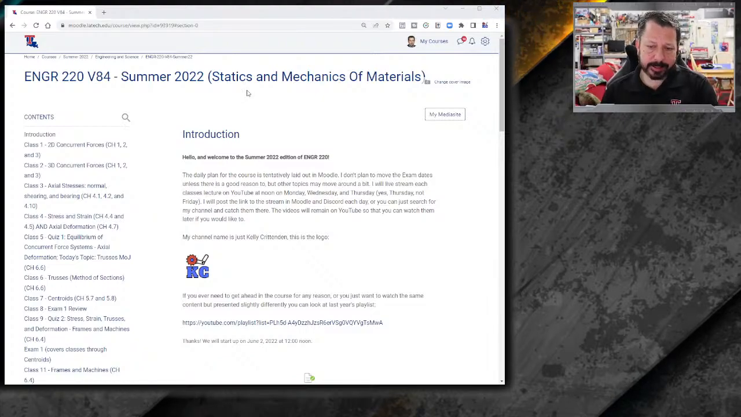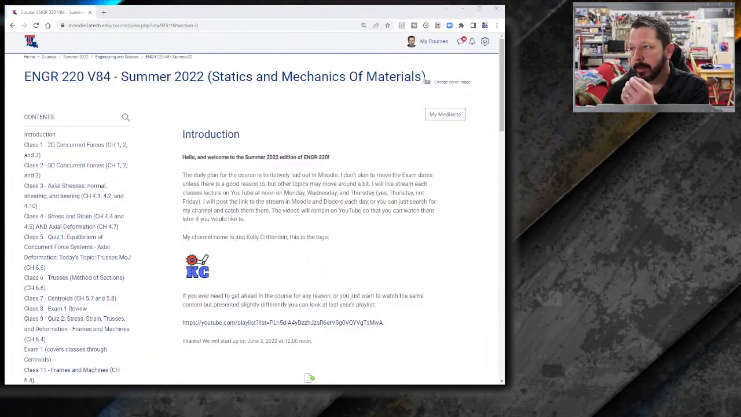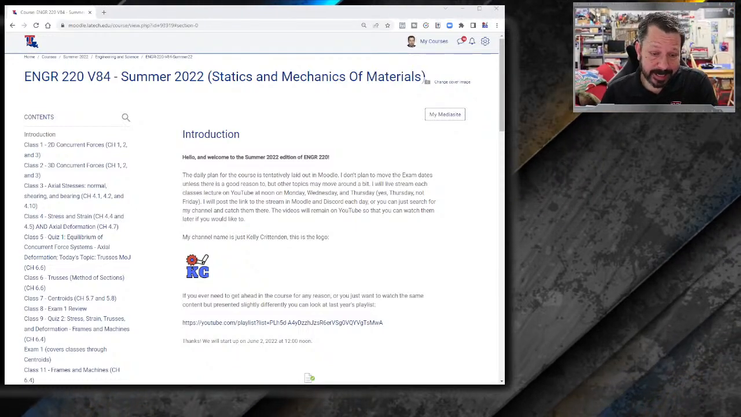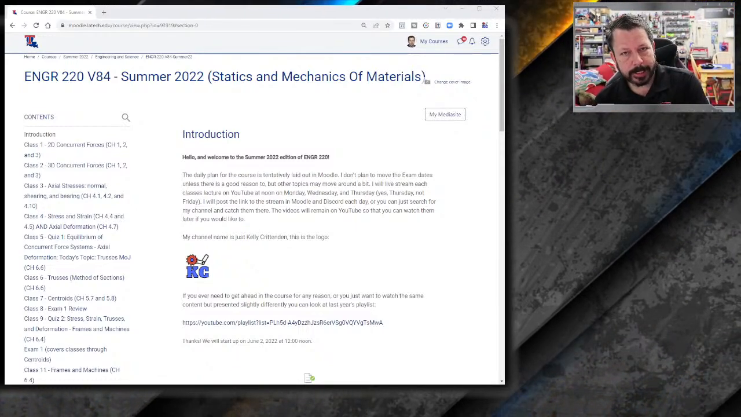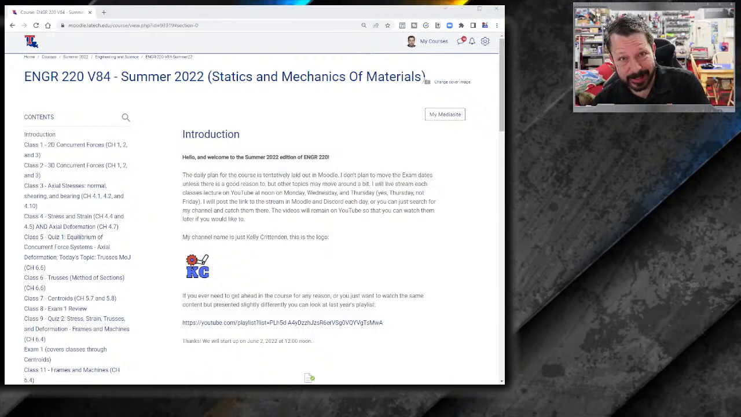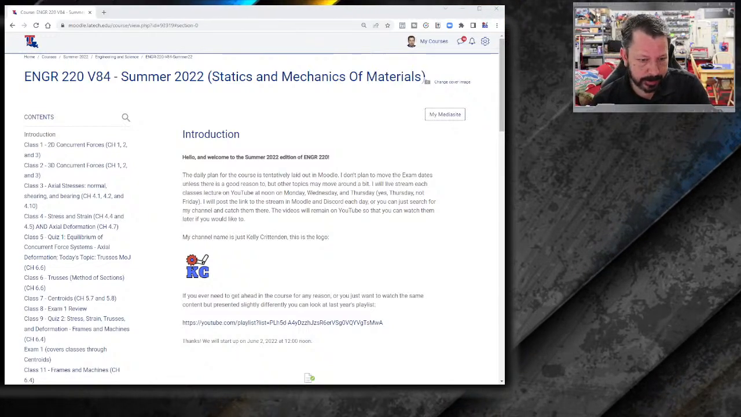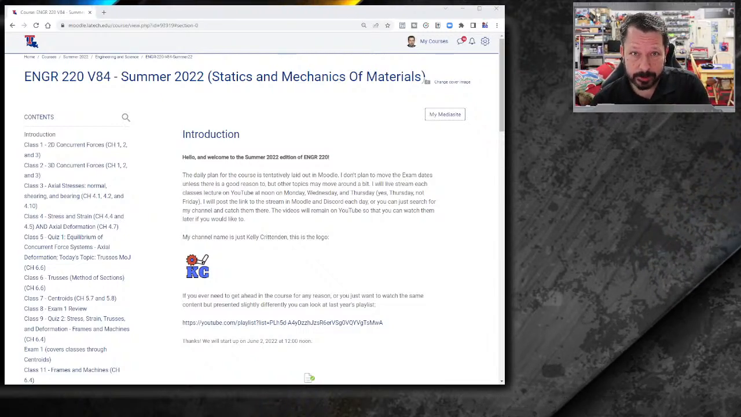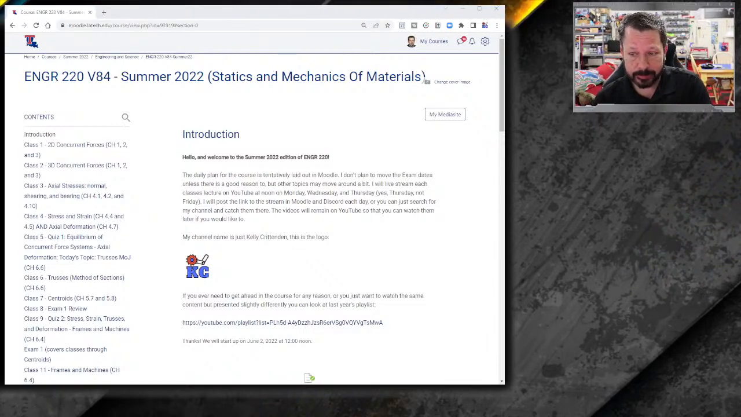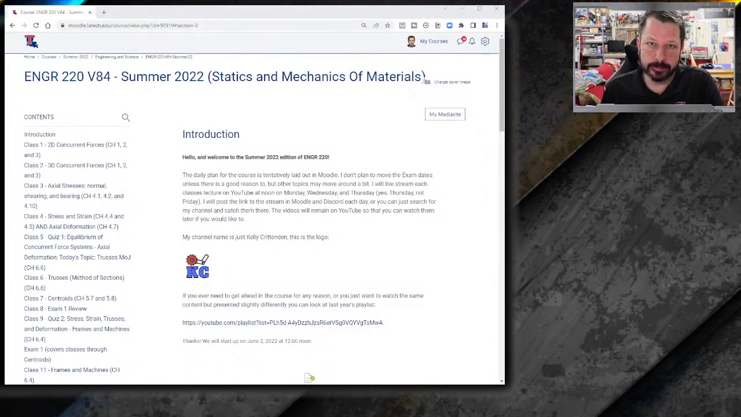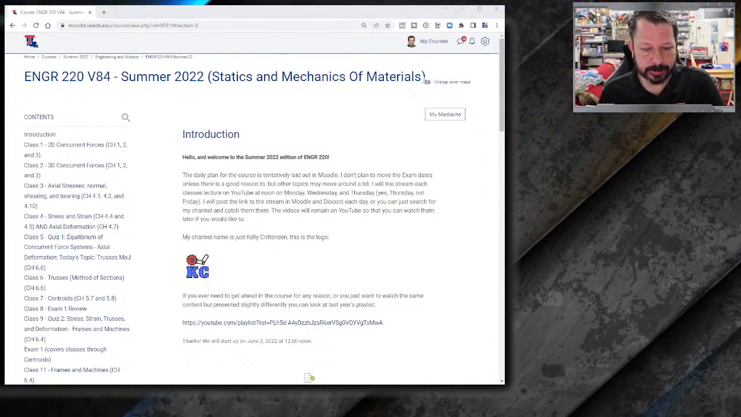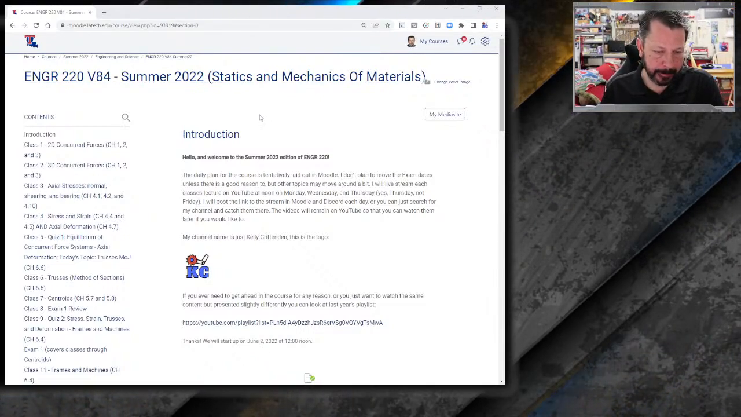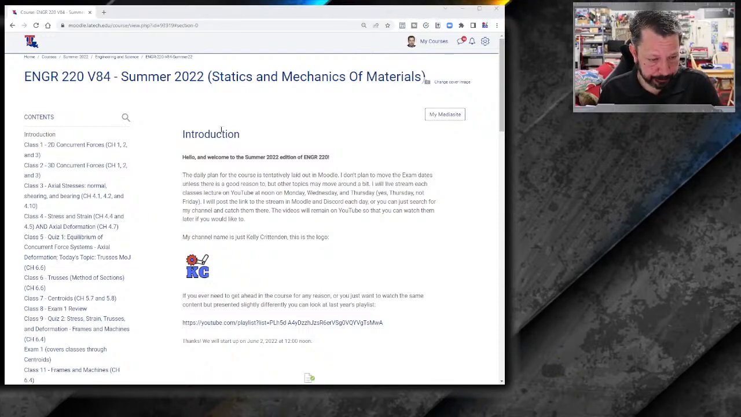So this is statics and mechanics of materials. We got the Moodle page open here so you can look at that. You should have access to this one. There are two Moodle pages. Some of you are in section V84 and some are in section 084. I'm using the V84 Moodle page, so everyone should be in that one. If you don't have access to that one, then let me know so I can put you in the V84 section so that you can see all the stuff. The other section is basically empty as far as the Moodle content goes.